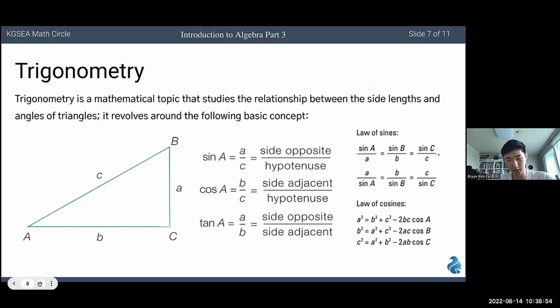the logarithmic section. So moving on to the trigonometric section. Trigonometry is a mathematical topic that studies the relationship between the side lengths and the angles of triangles, and it revolves around the following basic concept.